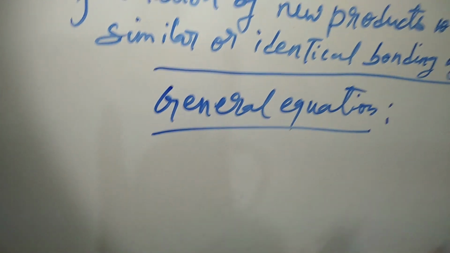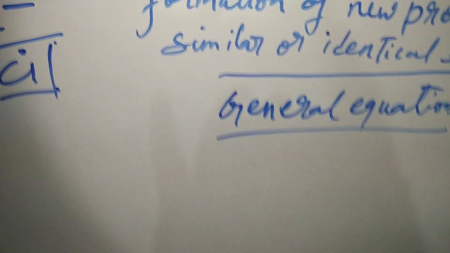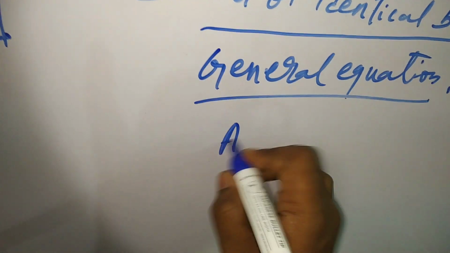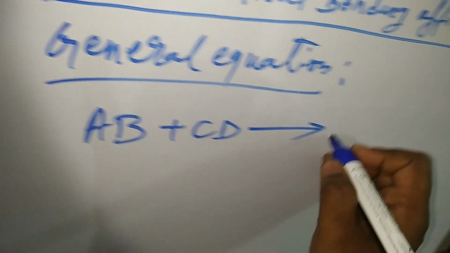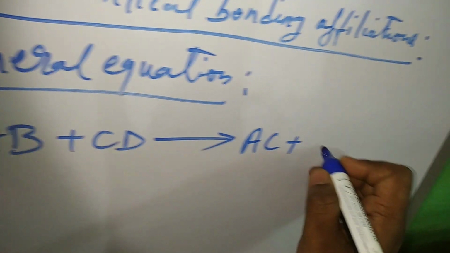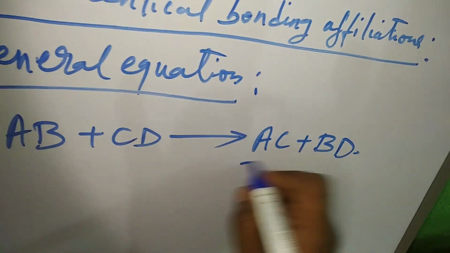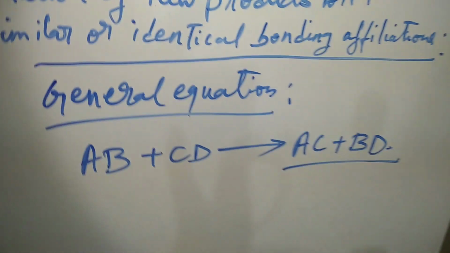General equation for the double displacement reaction: AB plus CD will form AC plus BD. Okay, students, understand?